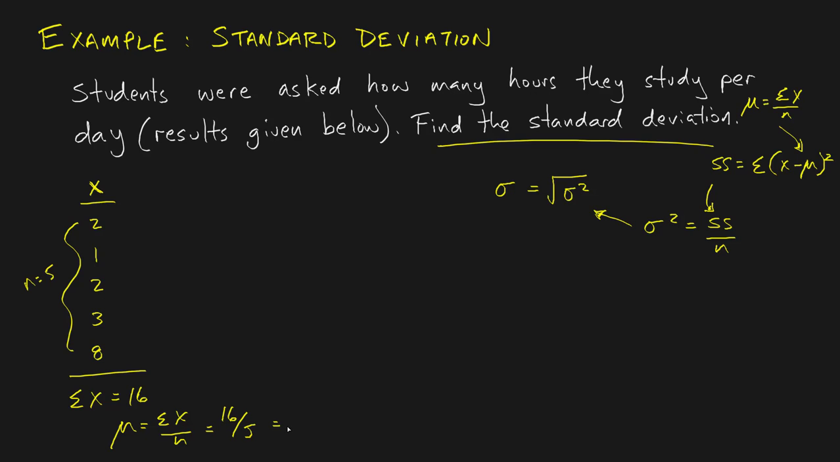And so let's see, what is that? That's 3.2. So my mean is 3.2. 16 divided by 5 is 3.2. So we've got our 3.2. That's what goes in here. So each time we work this out, we're going to be doing x minus the mean, which is x minus 3.2. So that's how I find my deviations.